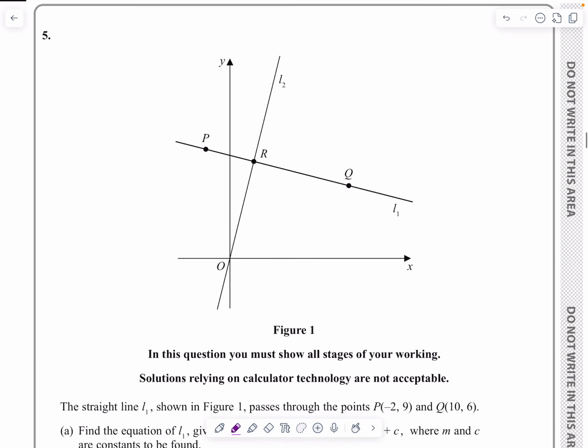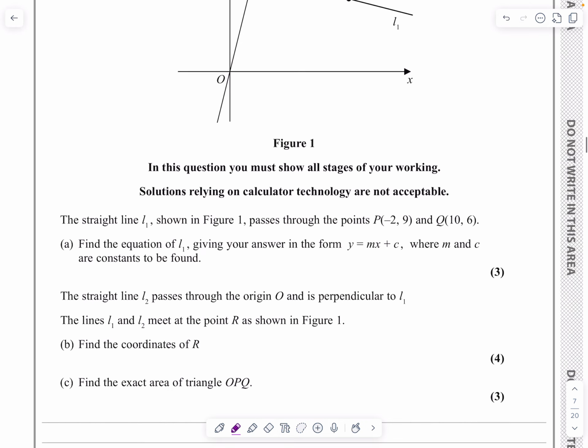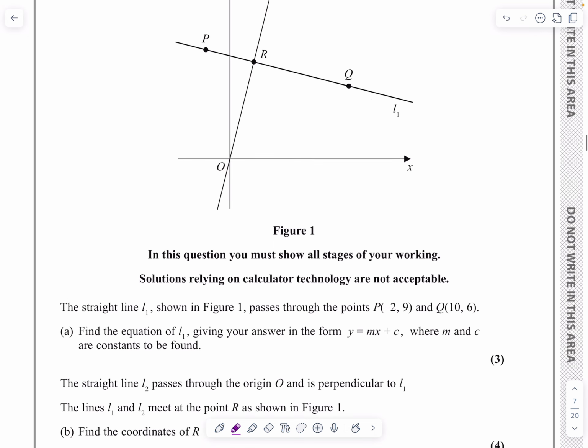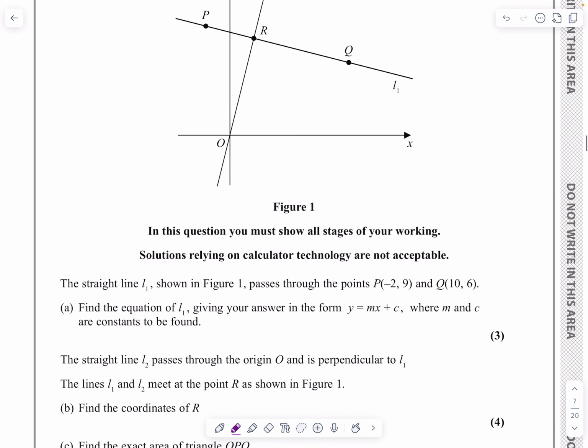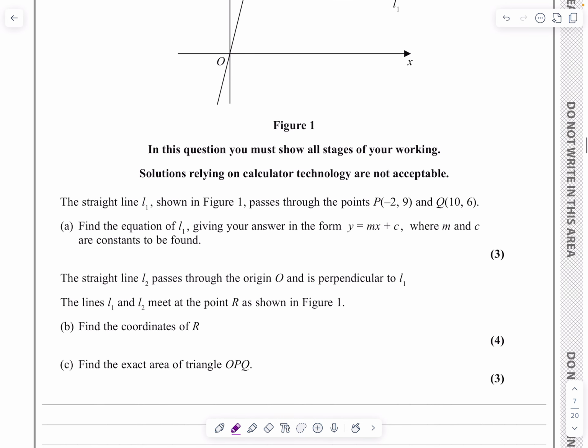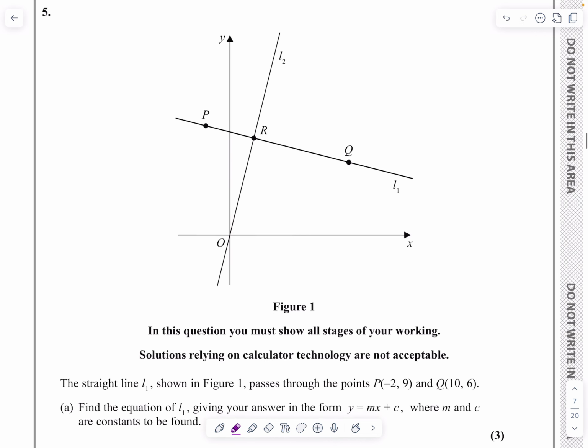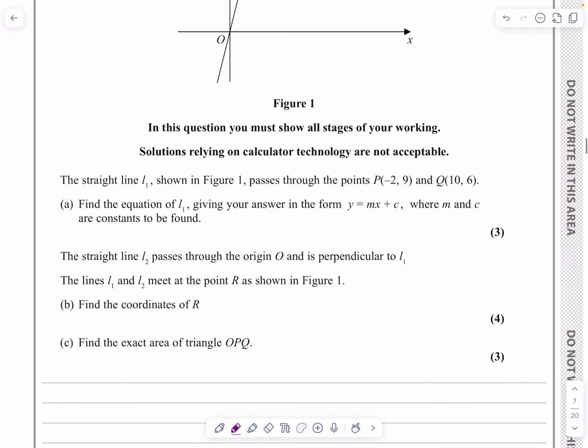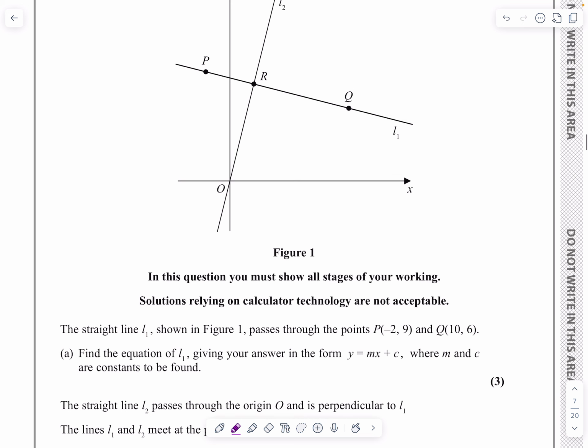Okay, this is the P1 paper from January 2024. It's question number 5, and as you can see as I move it up and down, this is a straight line graphs question. Unusually, they've actually given me the diagram, and then they're going to ask me various different parts to it. So let's have a look at it.